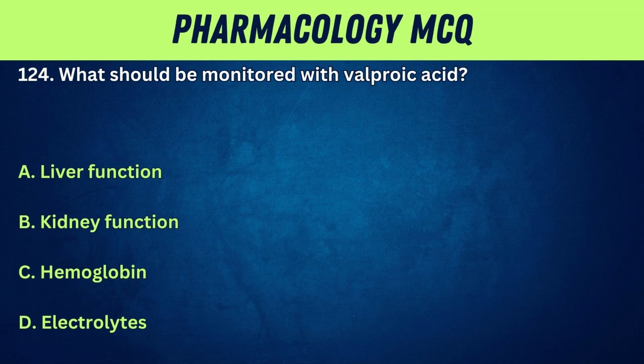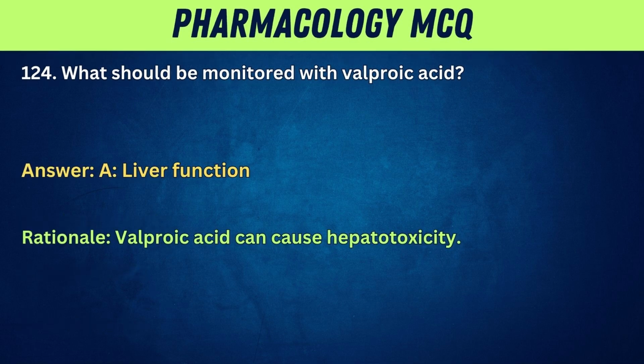124. What should be monitored with valproic acid? A. Flumazenil. B. Kidney function. C. Hemoglobin. D. Electrolytes. Answer: A. Liver function. Rationale: Valproic acid can cause hepatotoxicity.